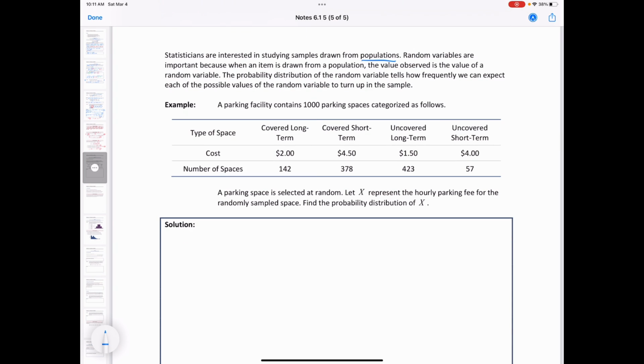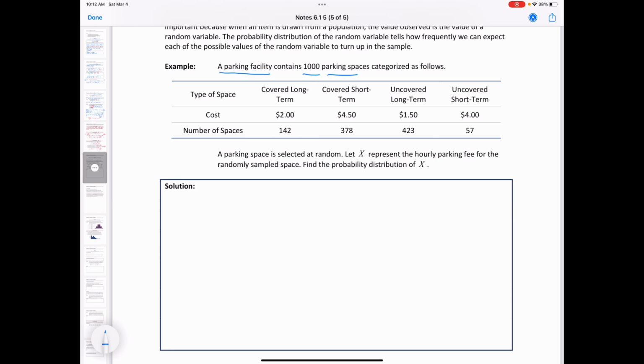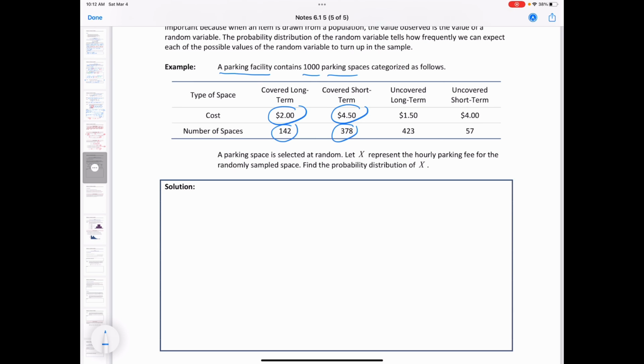And I want you to look at this problem. It's talking about a parking facility. And I've got 1,000 parking spaces. Like I think of BWI, even though BWI would be much bigger than this. If you look at this covered long term, pretend I've got a hat and I've got 142 $2 tags in this hat. Okay, so 142 of them. I've got 378 $4.50 tags, and so on. And then I'm going to randomly draw one. And it says the parking space is selected at random. Let X represent the hourly parking fee.